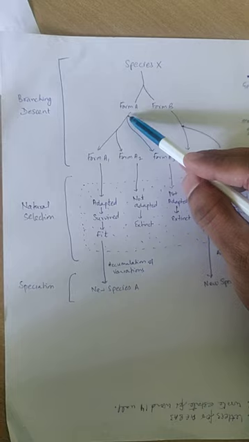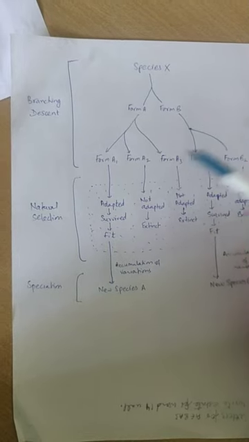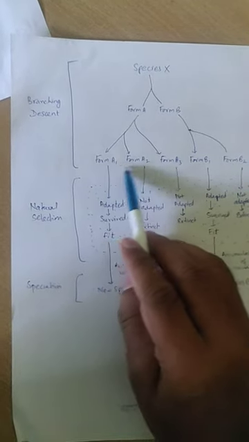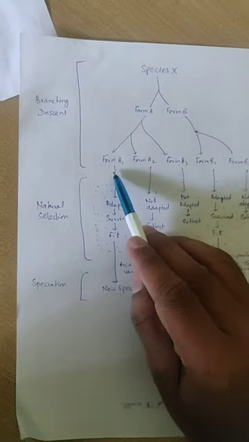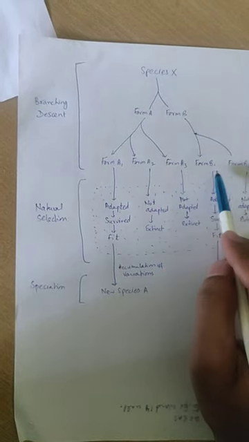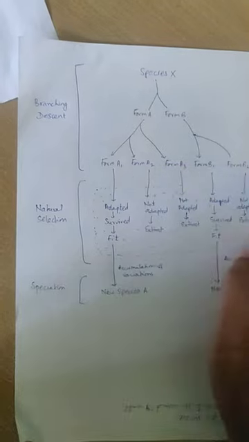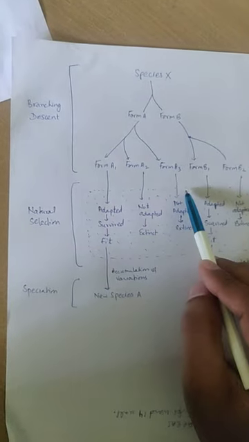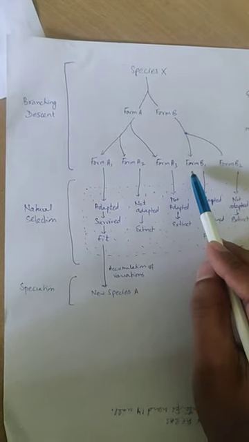These forms, over the many generations, will develop into further new forms: form A1, A2, A3, B1, B2, like... many variations and many forms are there in species X.